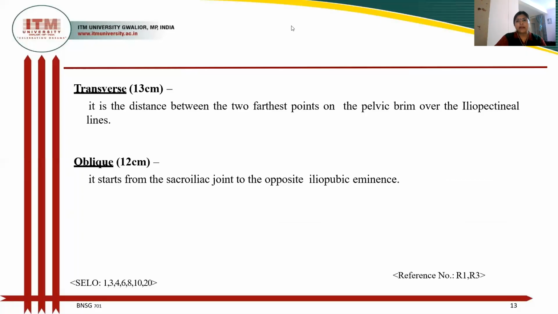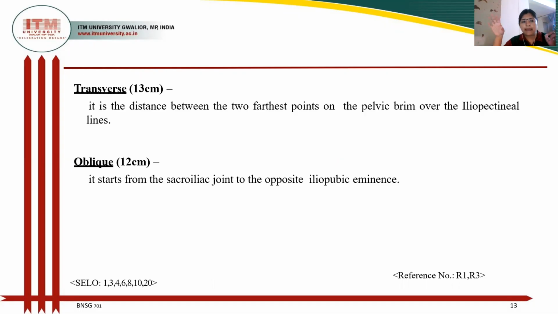Then we have the transverse diameter. Okay. So the transverse diameter is 13 centimeter. Now we saw anterior posterior, that is the back and the front aspect, that is 11 centimeter. Now transverse diameter is 13 centimeters. From where to where is it drawn? It is between the two farthest points on the pelvic ring over the iliopectineal lines. We have already seen the iliopectineal line in the landmarks. So between these two iliopectineal lines, an imaginary line is drawn that we are seeing as what?